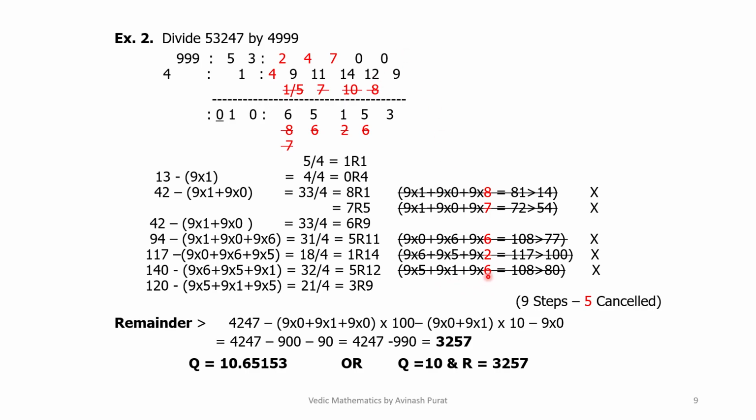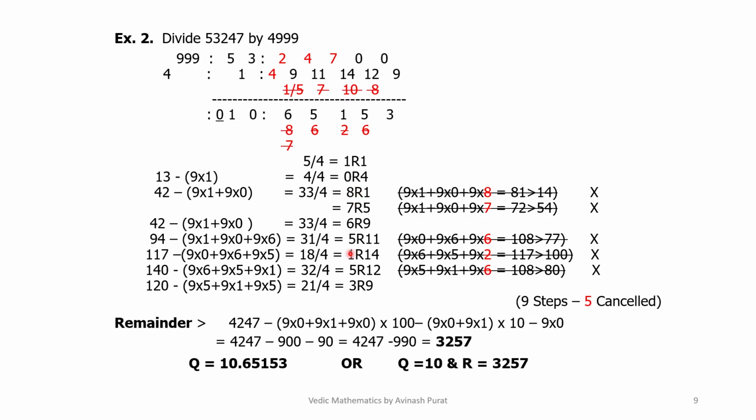So we cannot consider 6 as the quotient, we will have to consider 5 as quotient. So 140 minus 9 into 6 plus 9 into 5 plus 9 into 1 equal to 32 divided by 4, that is 5 quotient and remainder 12. Now 120 is the remainder, minus 9 into 5 plus 9 into 1 plus 9 into 5, that is 21 by 4. So equal to 3, and the remainder is 9.